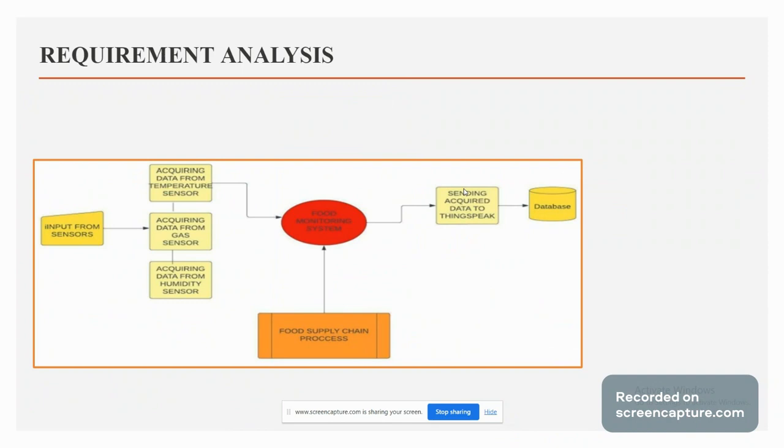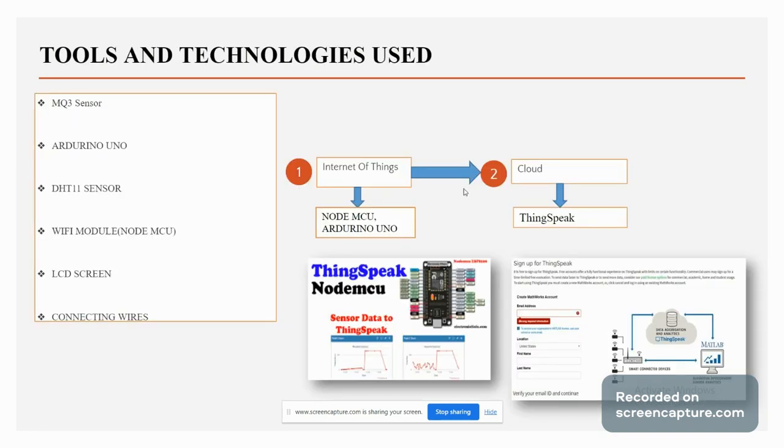When the collected data exceeds a threshold value, the food is predicted to be spoiled. When the food is predicted to be spoiled, an alarm is triggered and the user gets a notification using IFTTT, the If This Then That protocol. The user gets a mail saying the food is spoiled, and they even get the spoilage rate also. So the tools used here are the MQ3 sensor and Arduino Uno IDE.